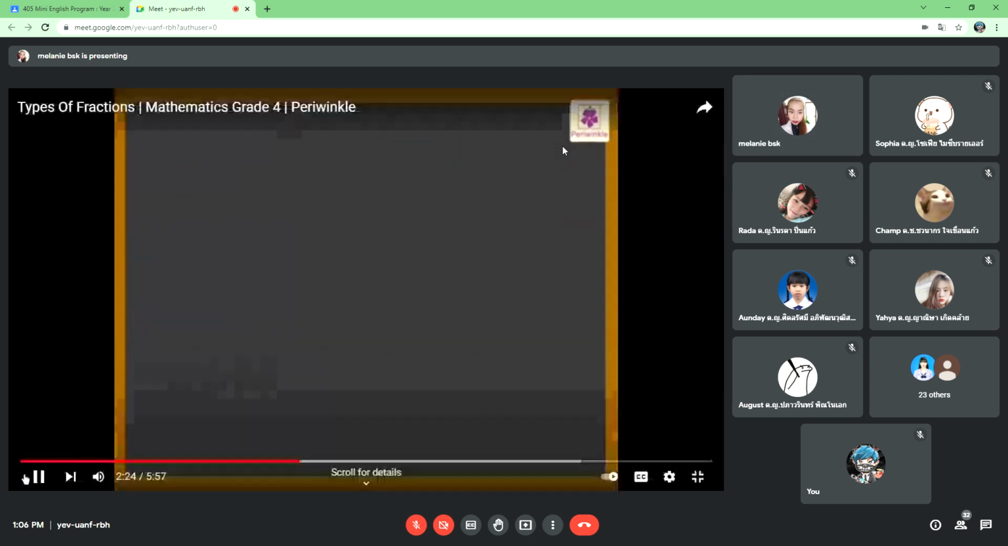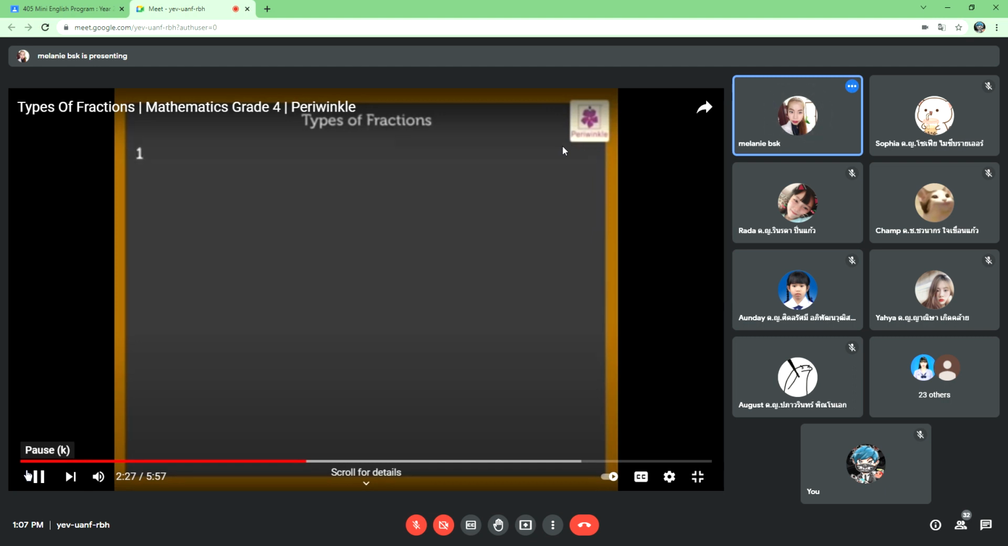Now let us revise the types of fractions. So you have watched a while ago the introduction of fraction. We already discussed this many times. So there are parts of a fraction: the numerator and the denominator, right? So now we're going to have the types of fraction. Why do I keep telling you the numerator and the denominator? Because it has to do with the types of fraction. So listen carefully, children.